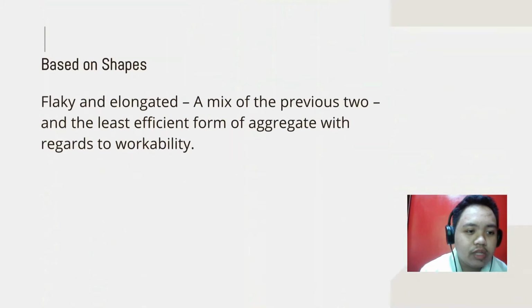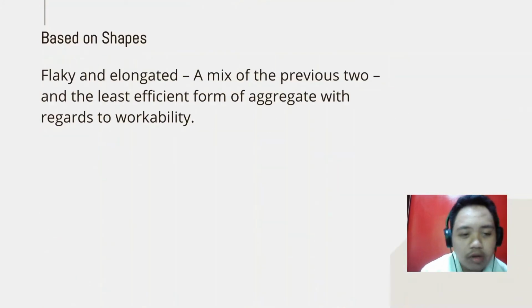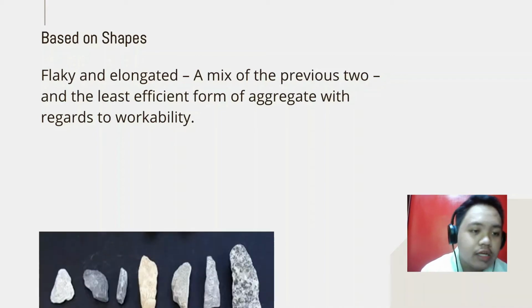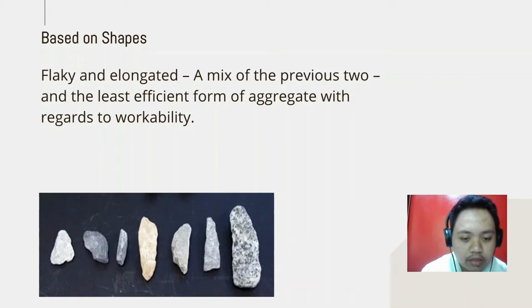So the next is flaky and elongated. So ang mix ng dalawa, yung flaky and elongated natin as the main class. And this is the least efficient form natin ng aggregates with regards to workability. So as you can see here sa images natin, it is long and thin.